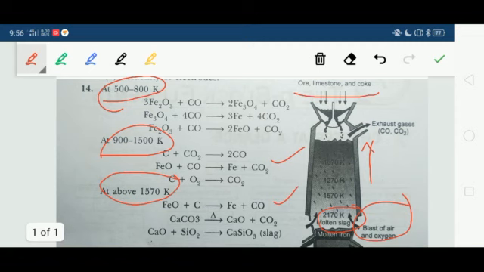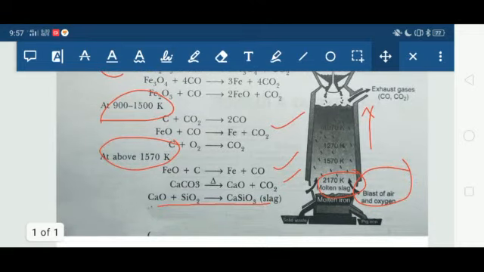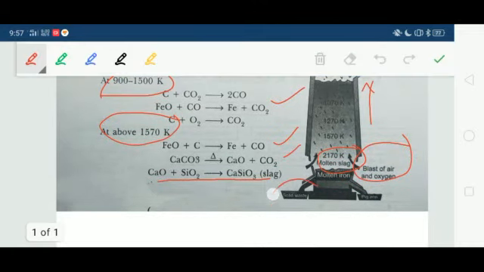Now what is the purpose of limestone in this process? Limestone decomposes to form calcium oxide, and this calcium oxide reacts with silica. Silica is an impurity. It reacts with silica to form calcium silicate, which is slag. Now this slag can be removed from the bottom of the furnace in molten form, and the iron is obtained from the other side, and this iron is called pig iron.